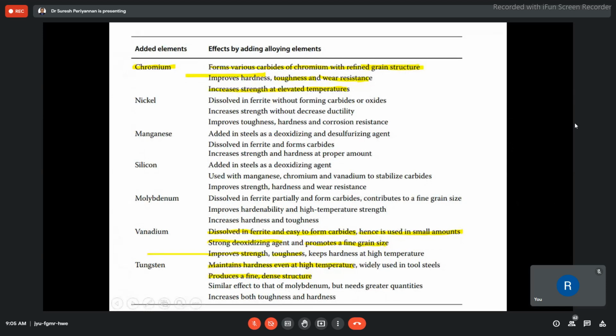Okay, similarly, you go through these other materials, other metals, other elements, like when you are adding nickel, what are the benefits? And manganese, silicon, molybdenum, please read it yourself, because these are the components mostly we are using in our mechanical components. These are the elements: chromium, nickel, manganese, silicon, molybdenum, vanadium, tungsten. These are the elements we mostly prefer for making the alloying element. Okay, so that's some limited things I put here. Just please go through that, you can understand.